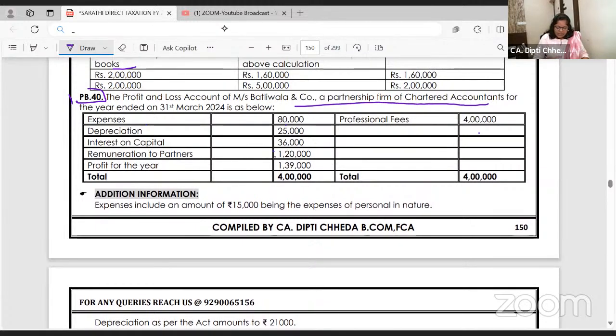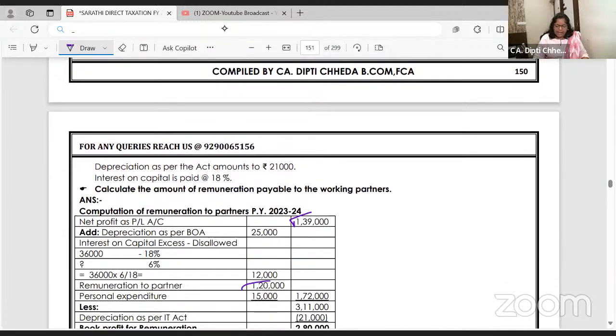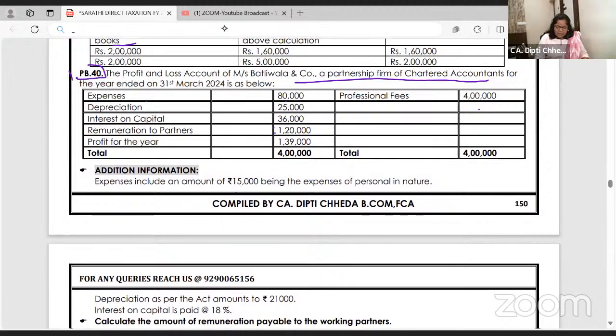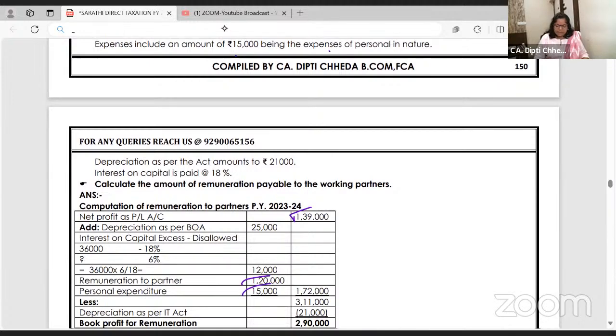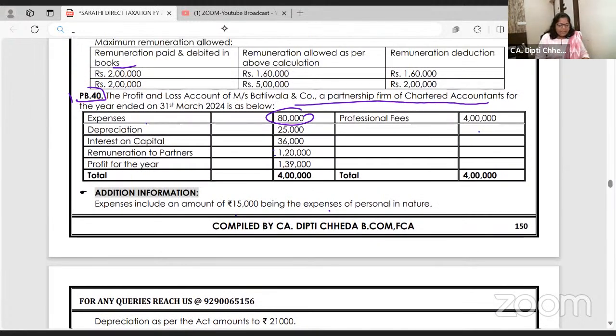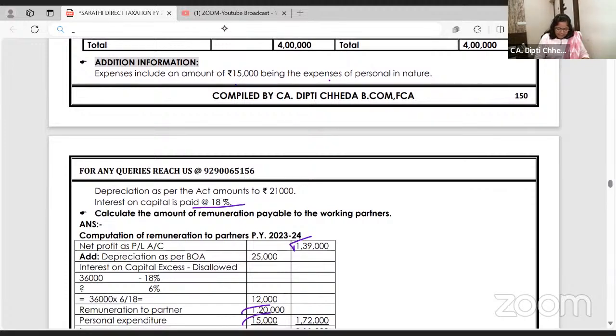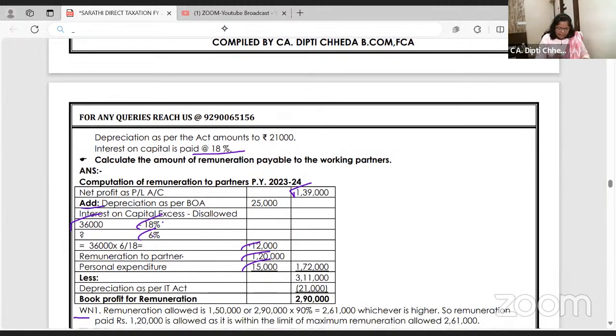Now, whatever remuneration they have paid, 1,20,000, add back. Okay? Expenses include 15,000 in this. They are personal expenses, so add back. Personal expenses disallowed. Now, interest on capital 36,000 is paid at 18%. How much is allowed? As per deed, 12%. So how much is disallowed? 6%. 18% is 36,000. 6% is how much? So 12,000 is interest disallowed, add back.